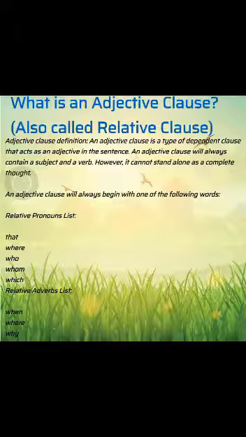Almost the definitions are the same, but the work is now different. Their structures are the same, but their uses are different. It cannot stand alone as a complete thought. An adjective clause will always begin with one of the following, like relative pronouns. You must remember that, where, who, whom, which. Relative adverbs are when, where, why.